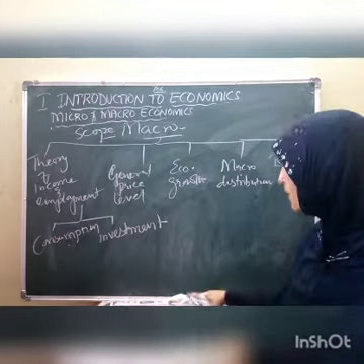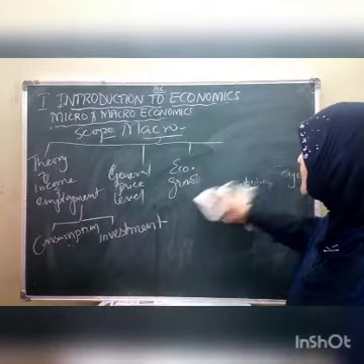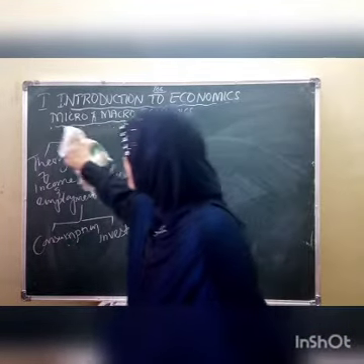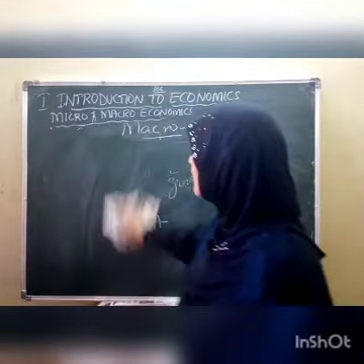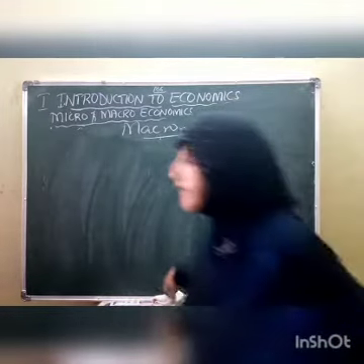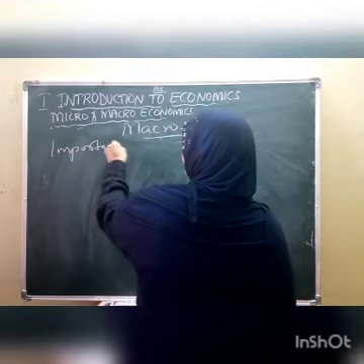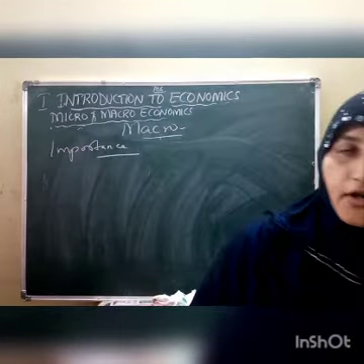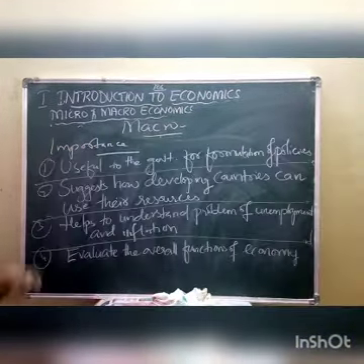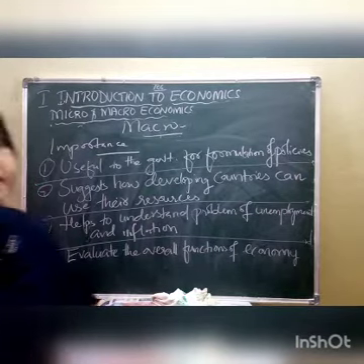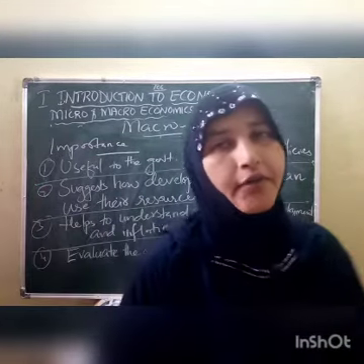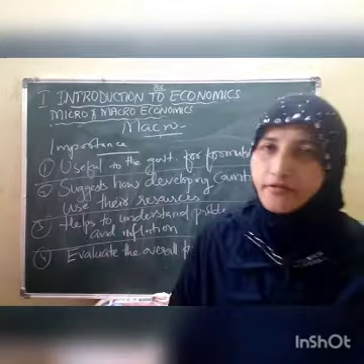After the scope, what is the next topic we have to discuss, children? The topic is the importance of macroeconomics. So the next topic, children, is the importance of macroeconomics. We have to discuss the importance now. These are all the importance of macroeconomics. Why is macroeconomics very important for us?